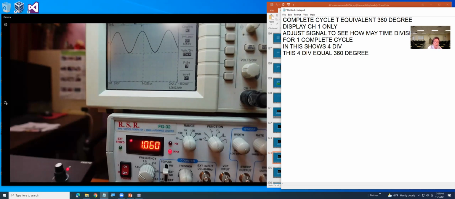Okay, so how many degrees for one division? 90. Okay, how many degrees? 360 divided by 4, exactly, and that will equal 90. Yeah. How many degrees for one division?